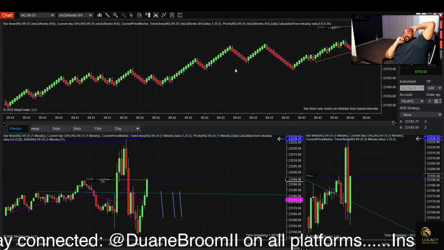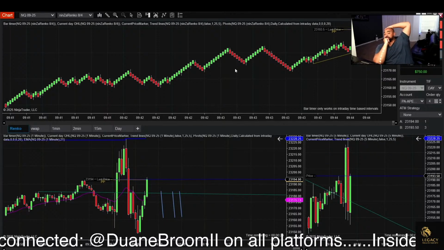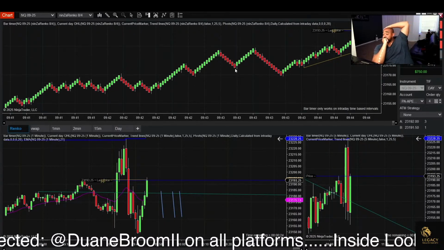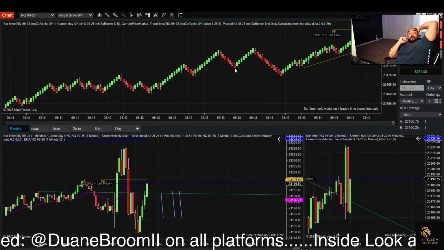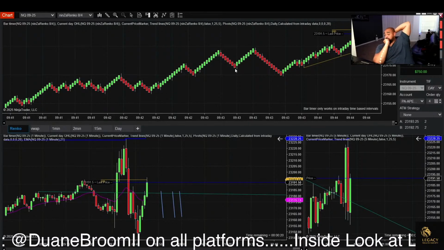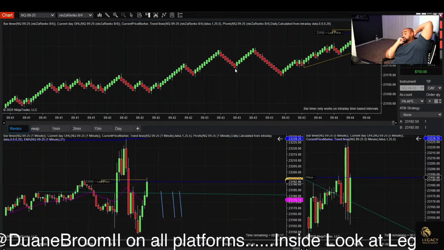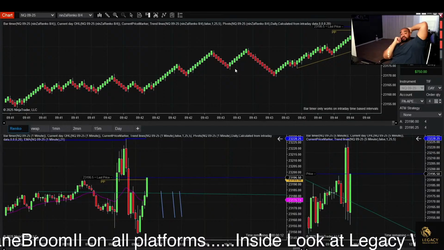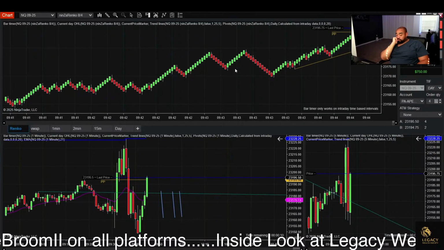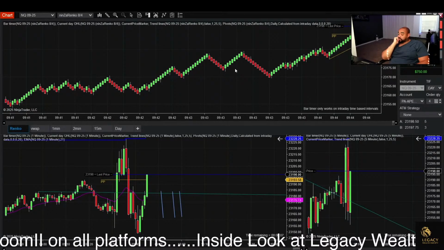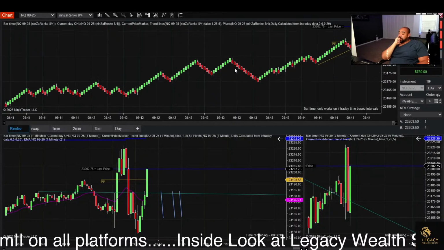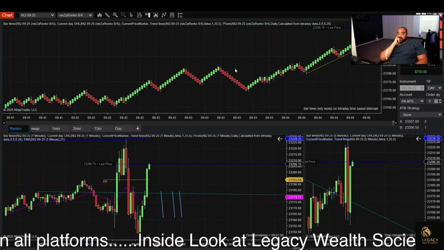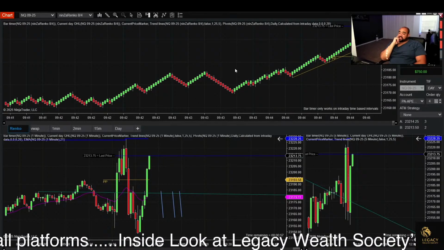All right. Wow, look at that rip right back up. Wow, right back to that pivot point. A lot of consolidating. So you think it's best to link it to a broker? That's probably why it's not getting the data. It should be getting the data.